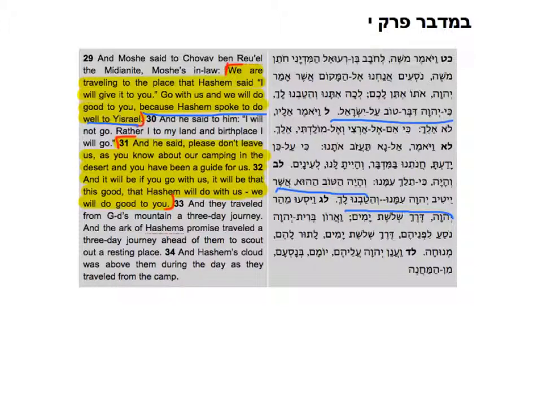What you'll also notice the second time around is what he mentions. He says, you have known about our camping in the desert, and you have been a guide for us. That's the second thing that you should notice. You know about camping in the desert, and you have been a guide for us. This shows you that he's telling Chovav, we need you. We can benefit from having you around, which is something he does not do in the first request. So what does that all mean?